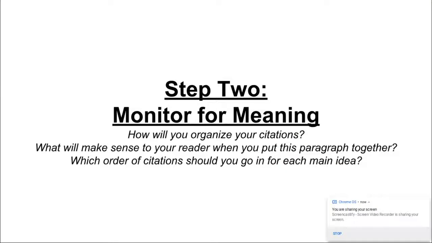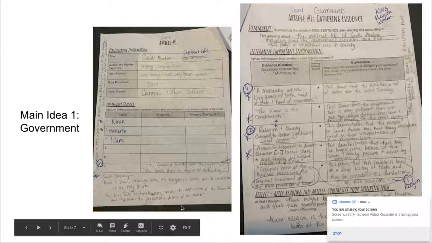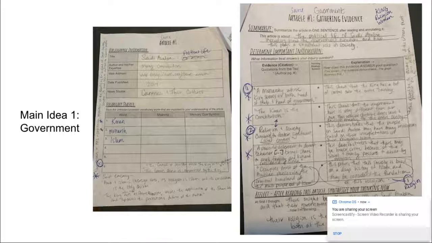After you've done that, you've got to monitor for meaning for your audience. So, how will you organize your citations? What makes sense to your reader when you put this paragraph together? Which order should you go in for each main idea? So, I went back through and now notice you can see that I've numbered them.